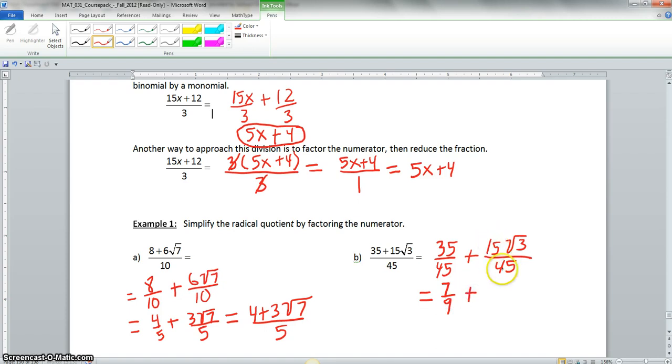Plus, now 15 and 45, they both have 5 in common. Well, actually, they have 15 in common. We could divide the numerator and denominator by 15. That would leave us the square root of 3 for our numerator, and our denominator would be 3. Now, if you look here, these do not have the same denominator, so we would leave this as is. So your final answer here would be 7/9 plus the square root of 3 over 3.